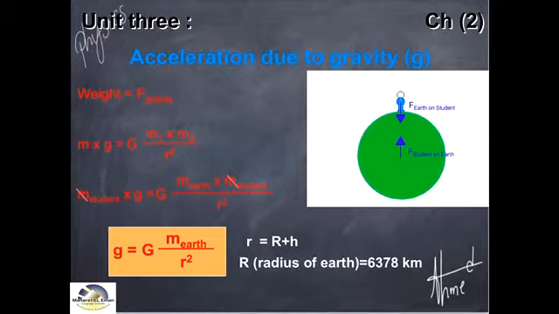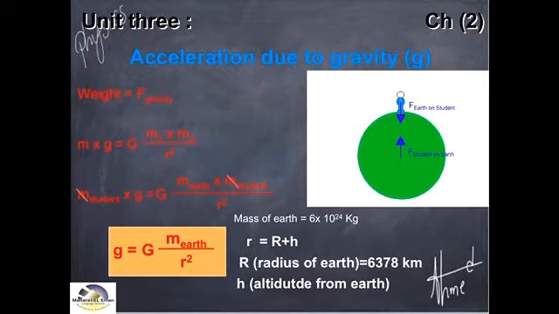The radius of the Earth is 6378 kilometers, and h is the altitude above the Earth. The mass of the Earth is known to be 6 times 10 to the power 24 kilograms.